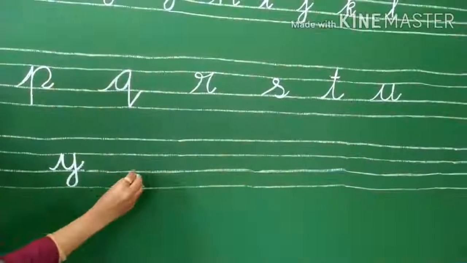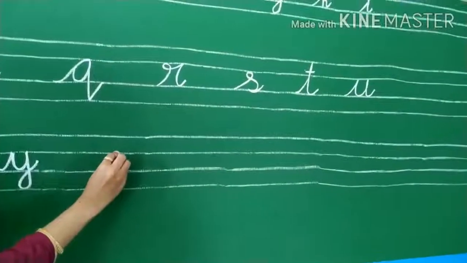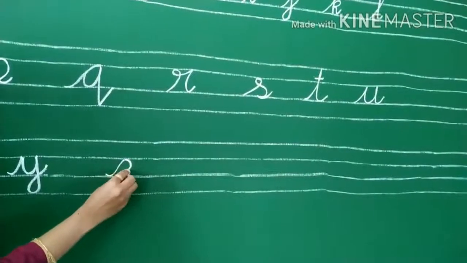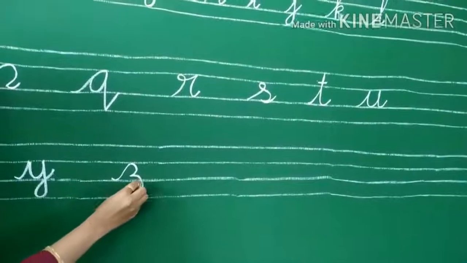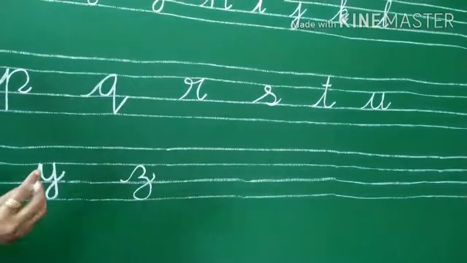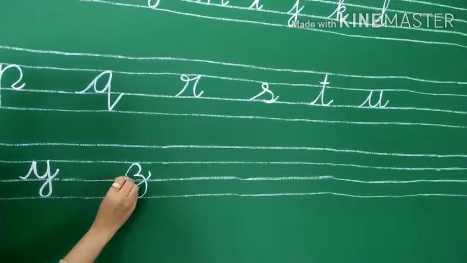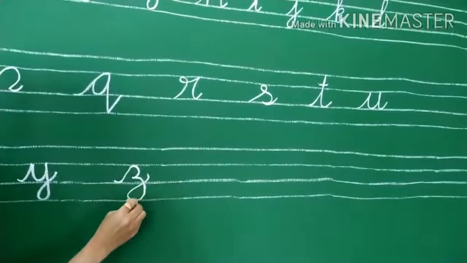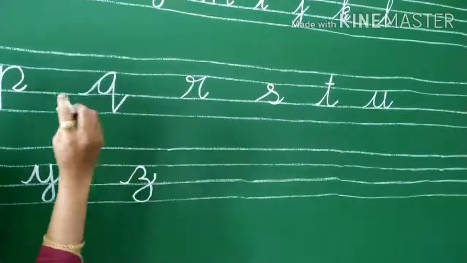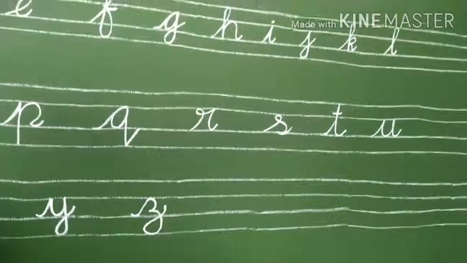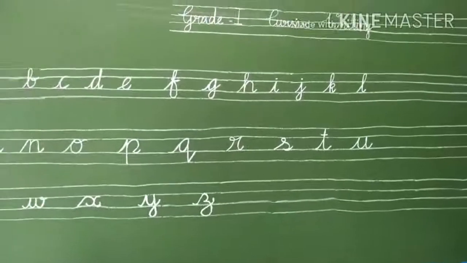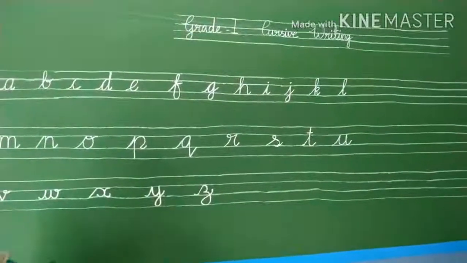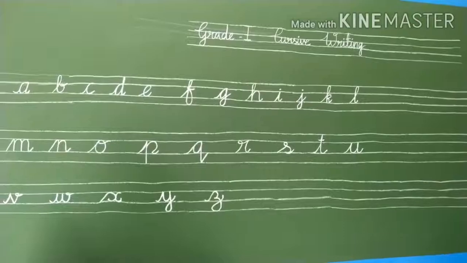To write z, draw a slanting line, put a curve, again draw a curve, ends with a knot. Yes, draw a slanting line and put a curve, again draw a curve, ends with a knot. Yes, children, so now you have learned small a to z in cursive. Are you clear, children? Now I am going to conduct an activity.